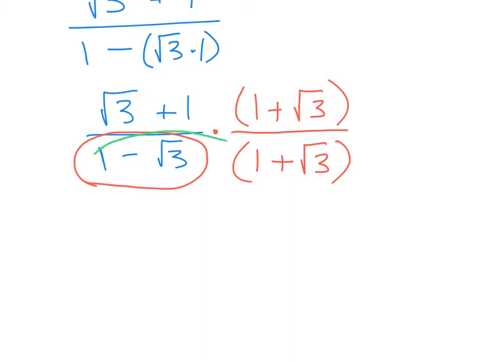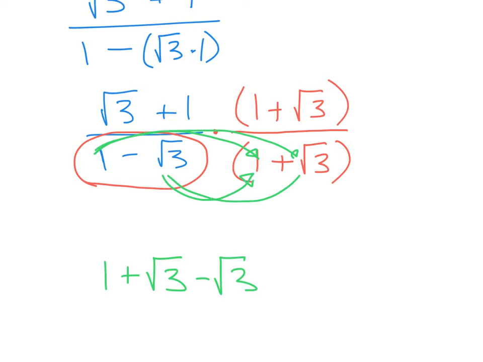So we distribute. 1 times 1 is 1. 1 times positive root 3 is plus root 3. And then we have this one, which is a negative root 3. And then we have this one, which is a minus regular old 3, when I have radical 3 times radical 3. Okay, so notice that the radicals cancel out, and you just have a denominator of negative 2.